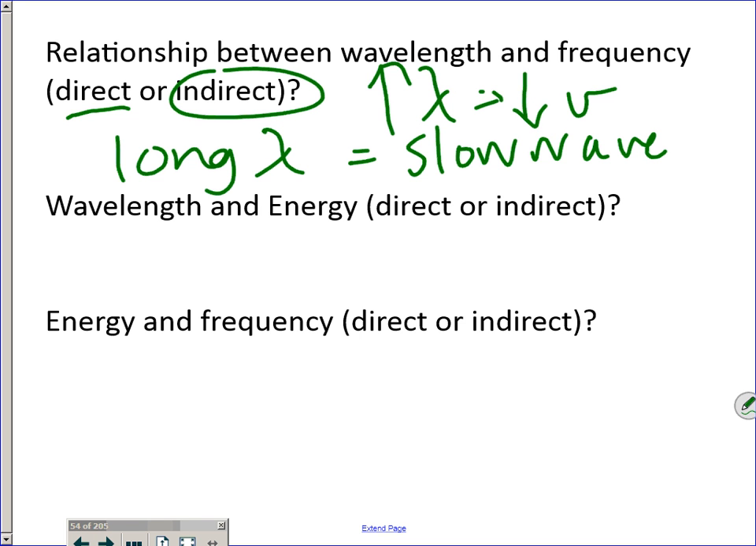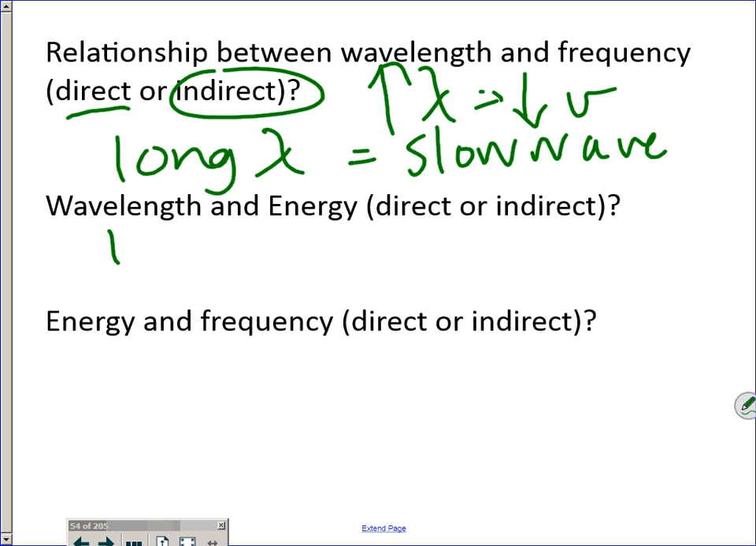All right, wavelength and energy. Can I get somebody to verbalize that for me? Jacob, what you got? The higher the energy, it's direct. The higher the energy, the higher the frequency. So, sorry, we're on wavelength. We'll get to frequency in a second. So go right back and revise that. The higher the wavelength, the lower the energy.